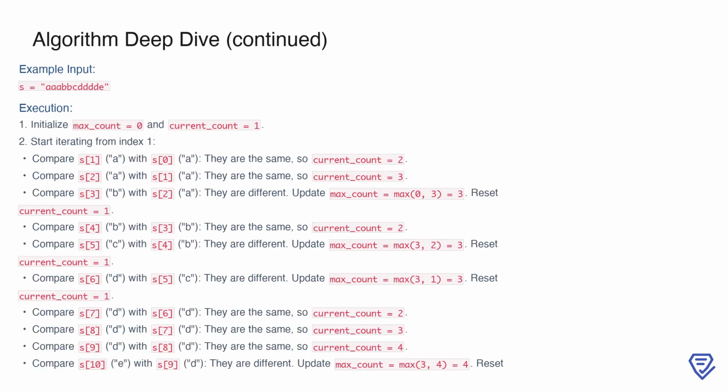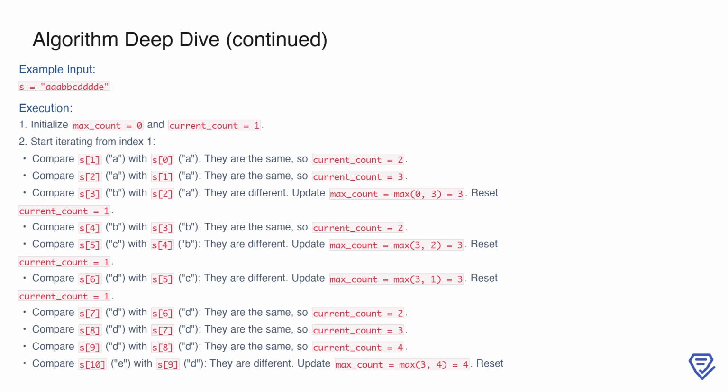To better understand the algorithm, let's walk through an example. Consider the input string s equals "aabbcddddx". We initialize max_count to 0 and current_count to 1. Starting from the second character, we compare each character with the one before it. The first comparisons involve a, which are the same, so current_count increments.